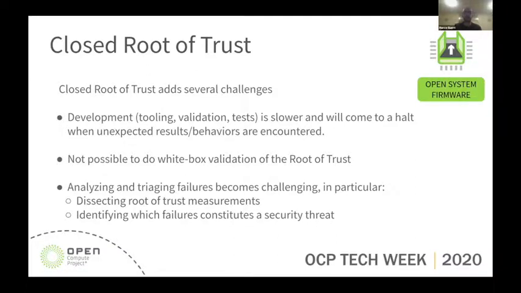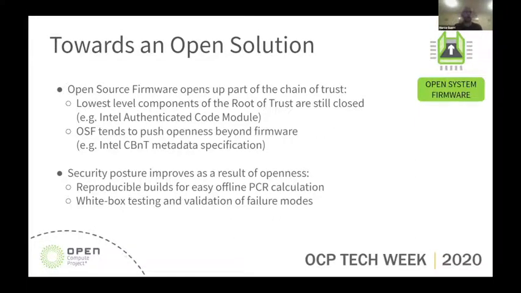So we all agree that to mitigate all these concerns, open system firmware is the necessary starting point. Now, OSF doesn't fix all the issues because the parts of the root of trust that are the closest to the hardware, for example, the authenticated code module, are still closed, and they're very critical for having confidence in your root of trust. But regardless, a very good property of OSF is that it tends to push openness even further in the stack.